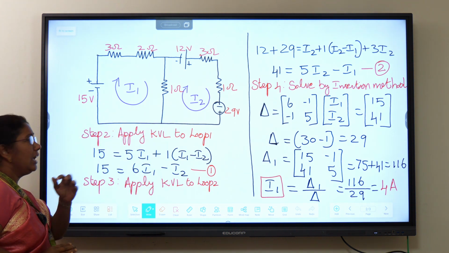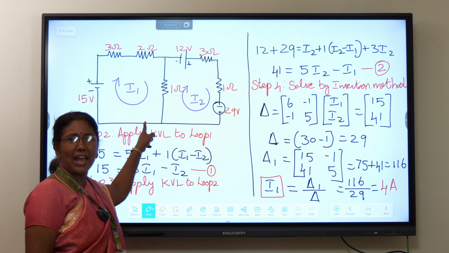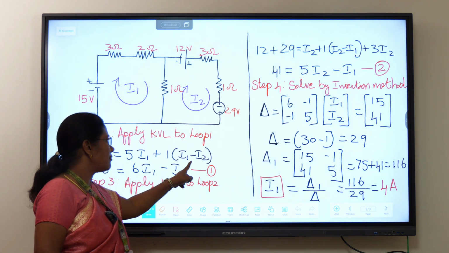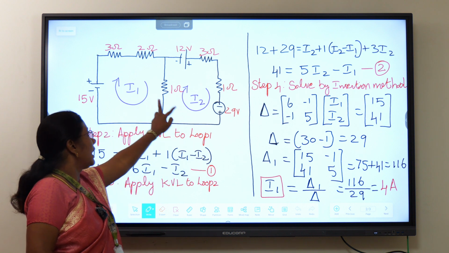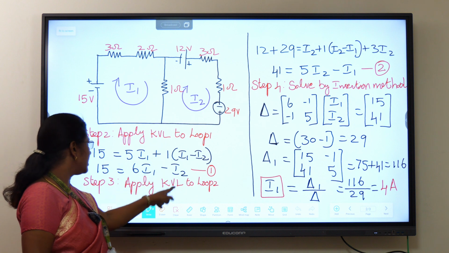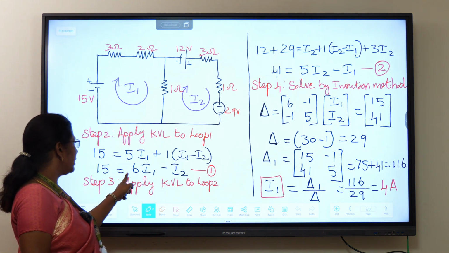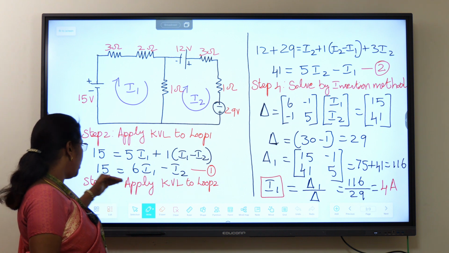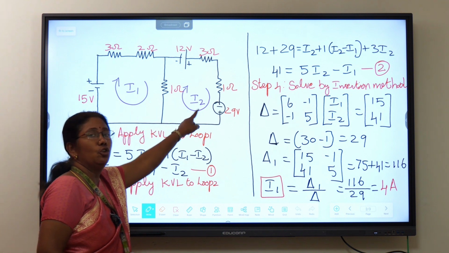When we consider loop 1, we have to take the I1 current first. Since the second loop is not the reference loop, we have to take it as I2. The currents are in opposite direction, so we are going for the minus here. If you solve this equation, we will get 15 equal to this, equation 1. Then again we have to go for KVL for loop 2.